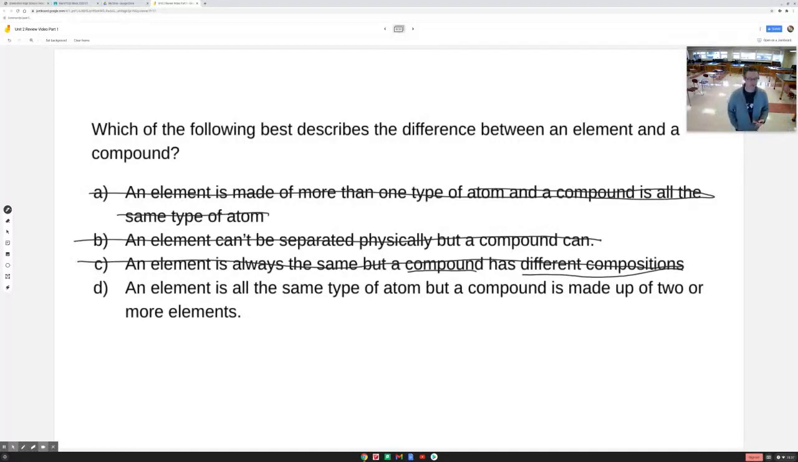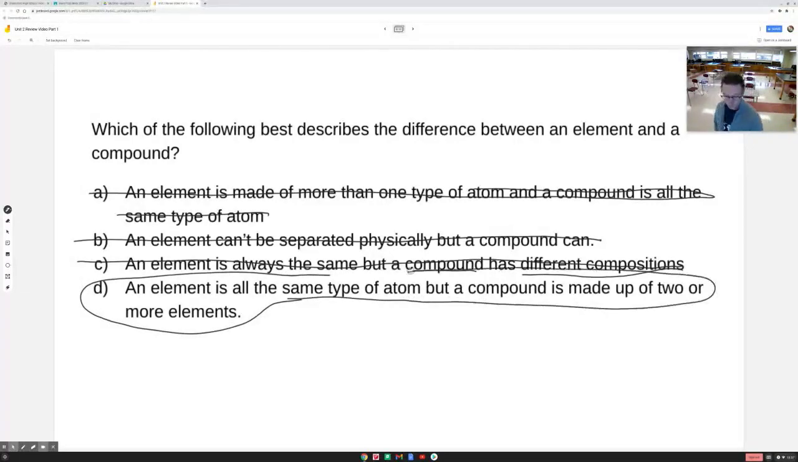A compound by itself does not have a different composition. So the last choice is the only one left, but again, an element is all one type of atom, but a compound is made of 2 or more different elements. Okay, so compounds are more complex than elements.